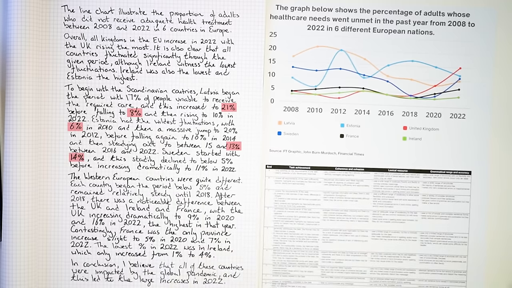If we compare that with what it says for band seven, logically organizes information and ideas. Now there's a big difference between arranging something and logically organizing something. And again, if we move up to band eight, sequences information and ideas logically. So I don't think the word logic or logically is actually helpful for students.